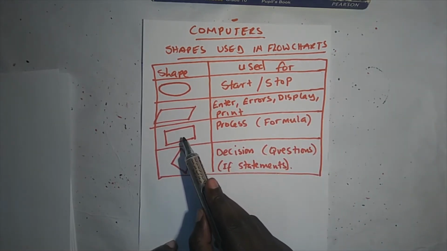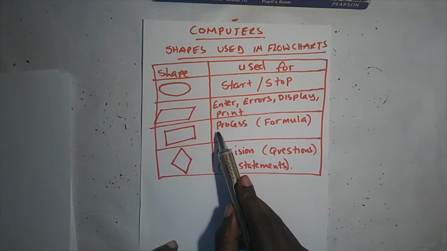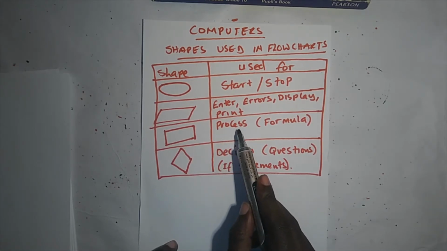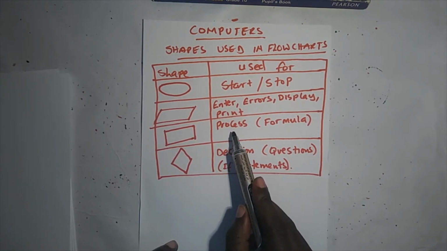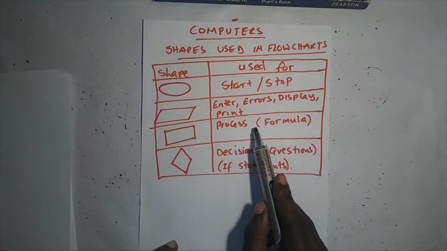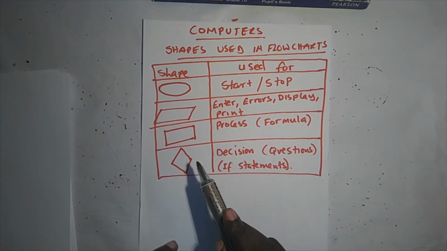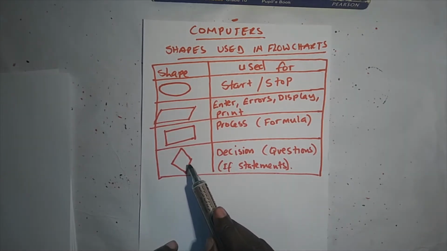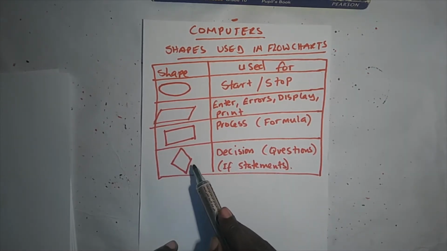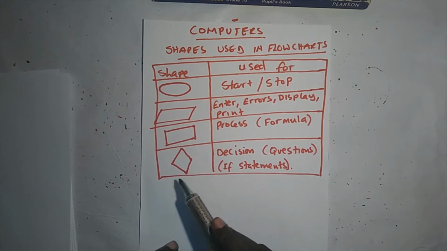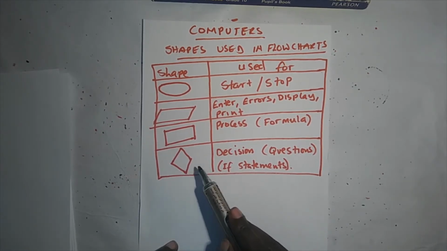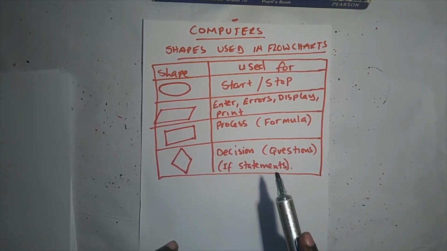And then we have a rectangle, which is the stage where processing is done or a process takes place. This is where we put the formulas that we have. The last one that we have is the diamond or the decision box. This is where decisions are made, and this is where you find questions or if statements.